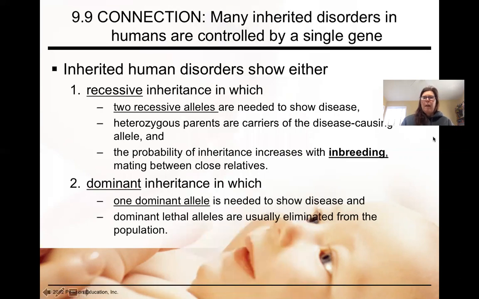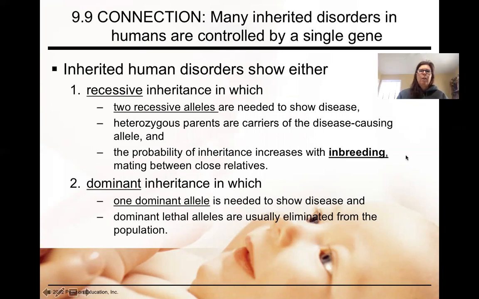So when we talk about inheritance patterns, we're going to talk about whether it's a recessive or a dominant inheritance pattern. If it's recessive, that means you have to have two recessive alleles, two little a's, to show the disease. So you can have two heterozygous parents that look perfectly normal, don't have the disorder, and because they're both carriers, they could have a child that has that disorder. And so this tends to increase in frequency with inbreeding.